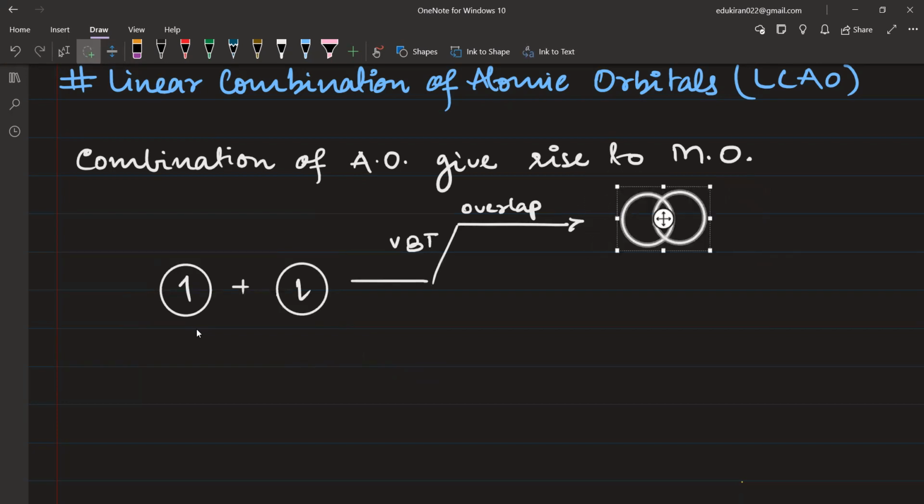Correct? Yes or no? Please tell me. We get something like this in the valence bond theory. But what happens in MOT?